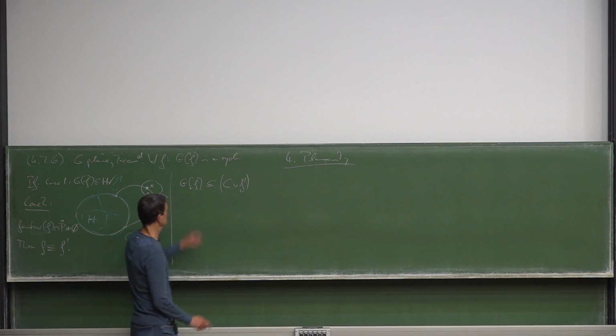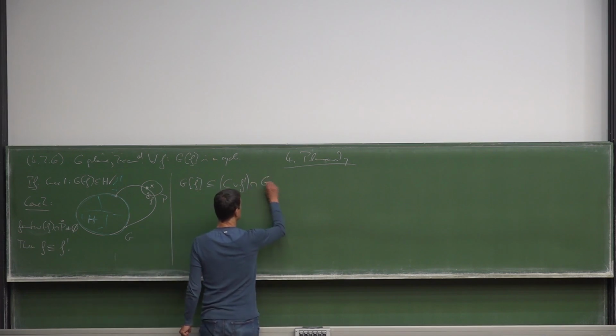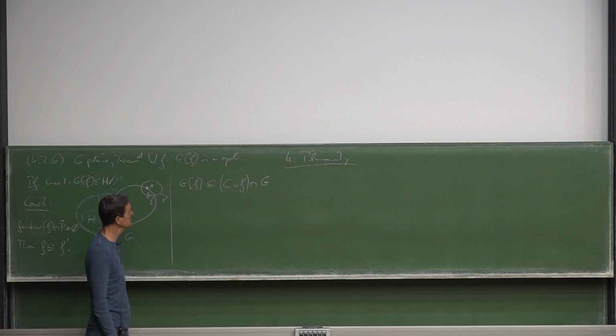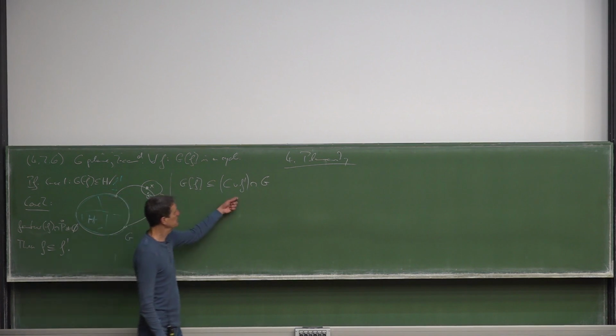But of course, this is also in G, right? The boundary of f is a subgraph of G. But we know what this is.